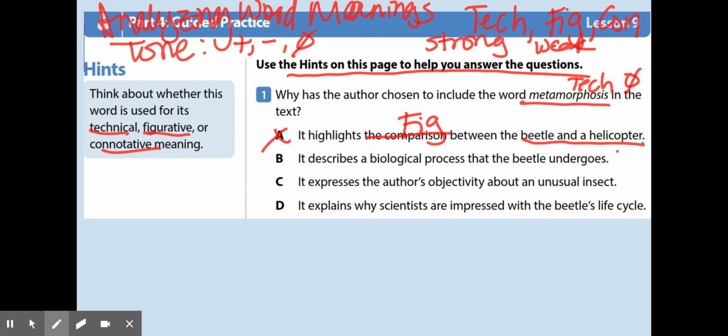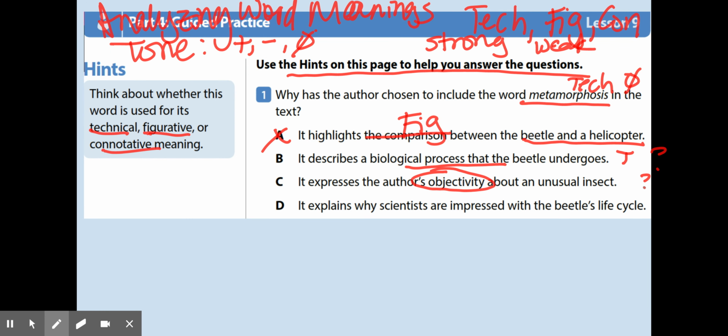B says it describes a biological process that the beetle undergoes. Well, this is technical. That is the definition of metamorphosis, but we're going to double check, so we're going to keep going. That's a question mark. It might be. C says this expresses the author's objectivity about an unusual insect. I'm not so sure that it's giving me that objectivity. It's just giving me the facts. Metamorphosis is just a scientific account, so I'm expecting a little bit of factual information. So I'm not really sure about C. It doesn't seem like the best answer in comparison to B.